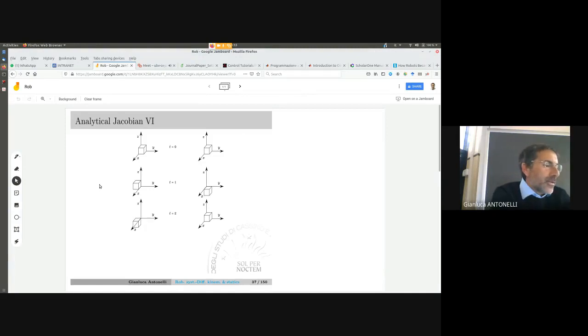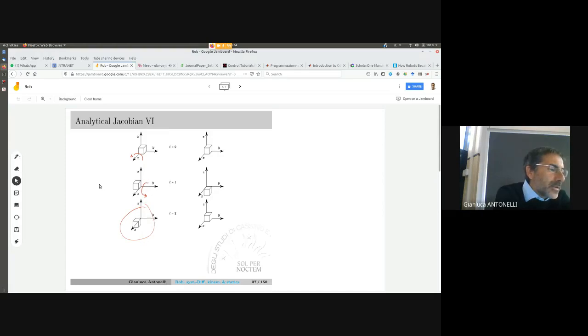Okay, so first, rotation of 90 degrees counterclockwise around X, and here I arrive with the cube in that position. Then counterclockwise around Y, and this is the final position of my cube, okay? I just reverse the order.